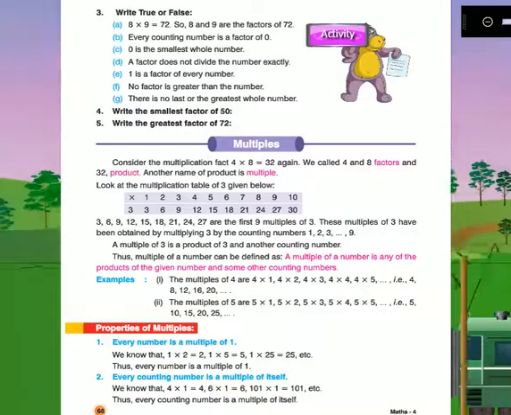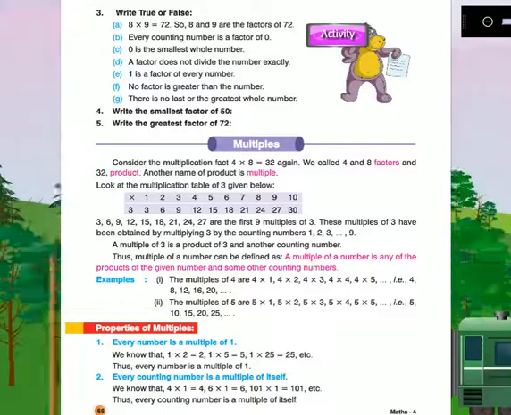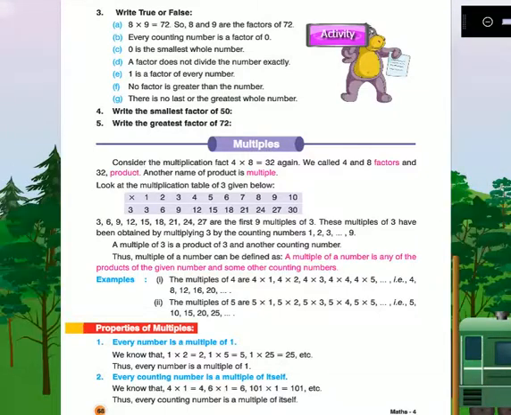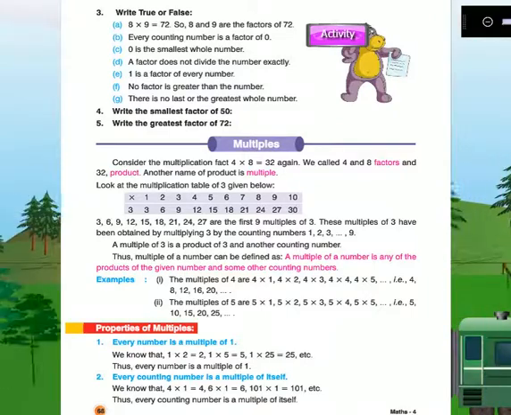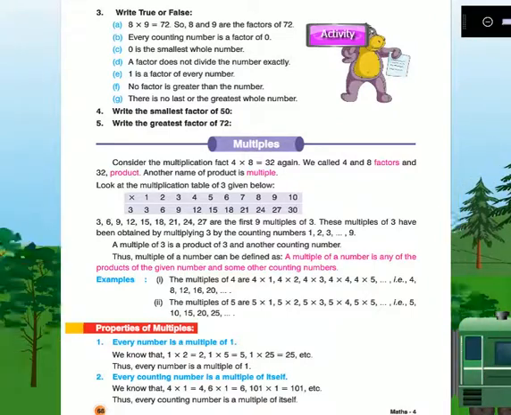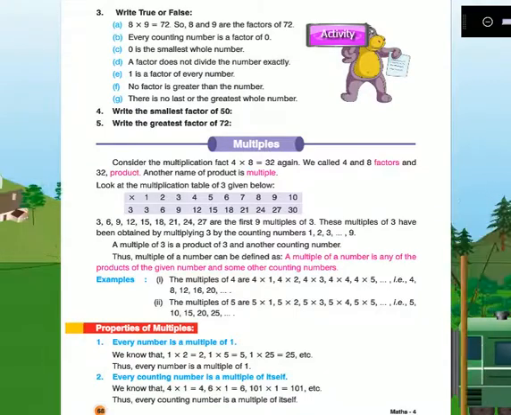Every counting number is a multiple of itself. We know that 4 into 1 is 4, 6 into 1 is 6, 101 into 1 is 101, etc. Thus, every counting number is a multiple of itself.